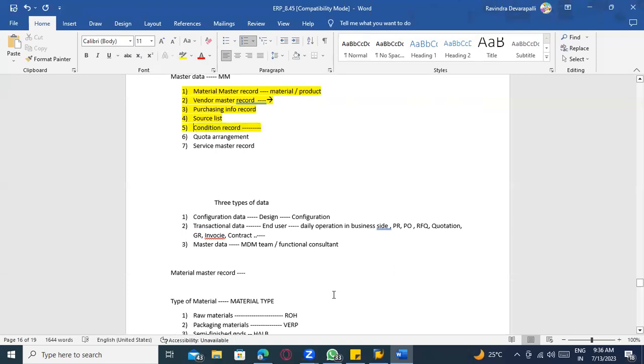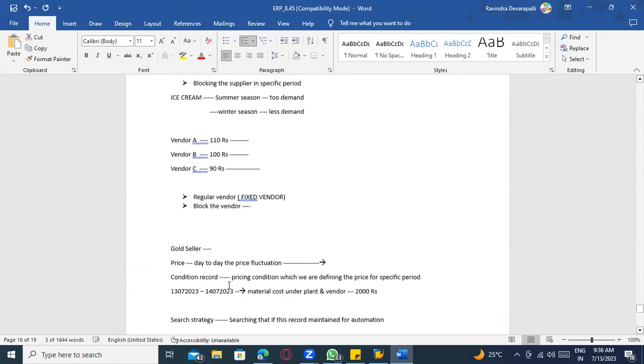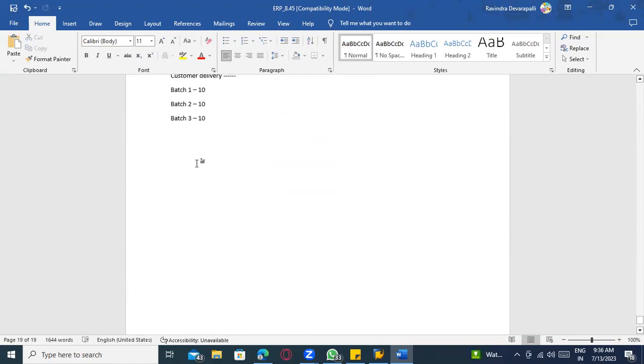Okay, now let's go to the quota arrangement. Looking at the word quota, what is the meaning of quota? Reserve stock? Not reserve stock. Quota means, I'm allotting 10% to you, I'm allotting 20% quota to you. What is the meaning of that?